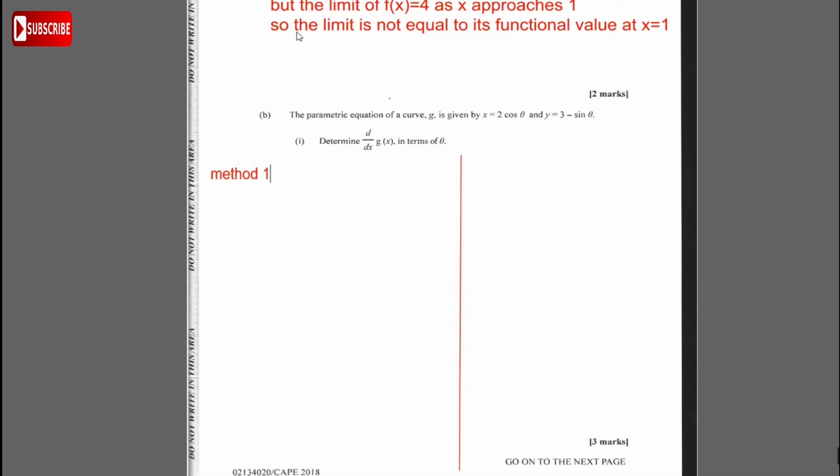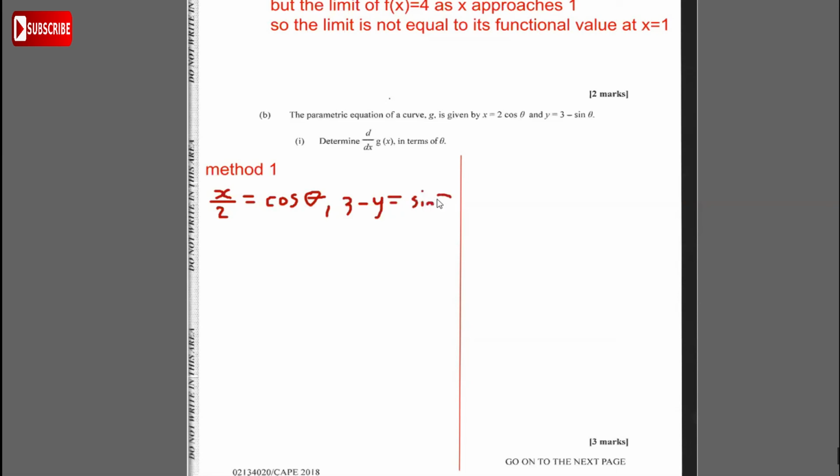Method 1 is, what you could first do is say, well, x is 2 cos theta and y is 3 minus sine theta. So if you make sine theta and cos theta the subject, you would get that x over 2 is cos theta, and you would get that sine theta, bringing over sine theta and y, is 3 minus y. So 3 minus y is equal to sine theta.